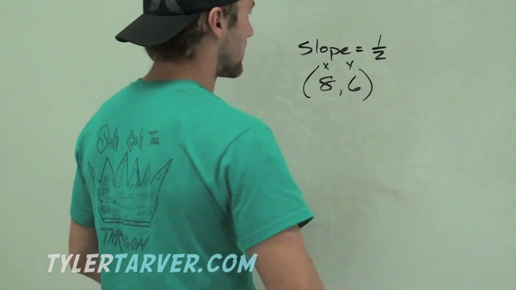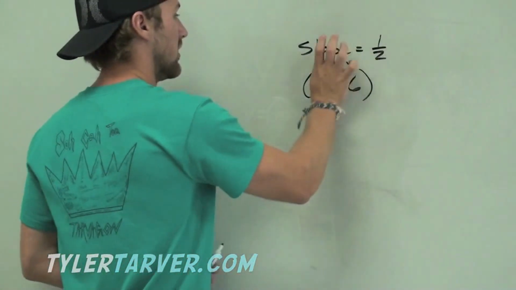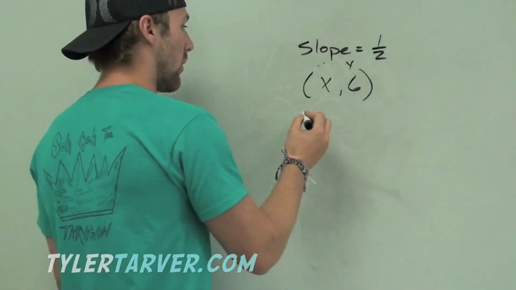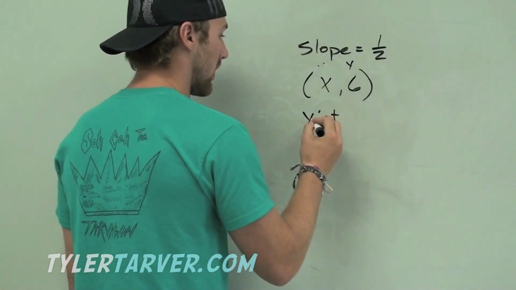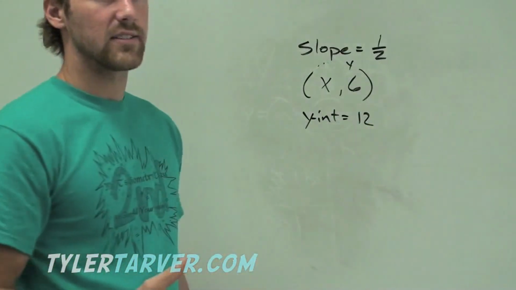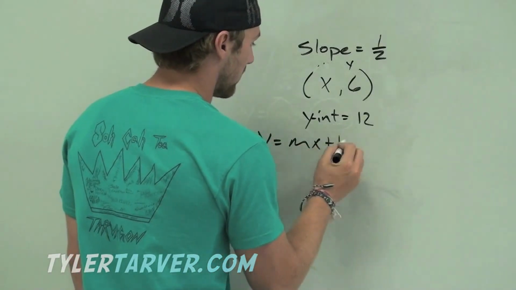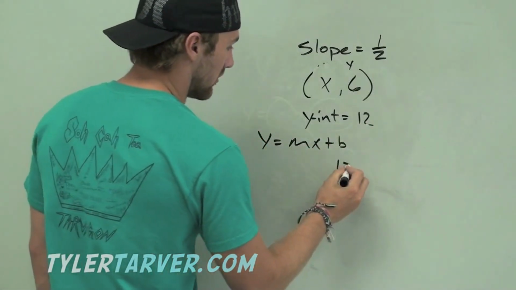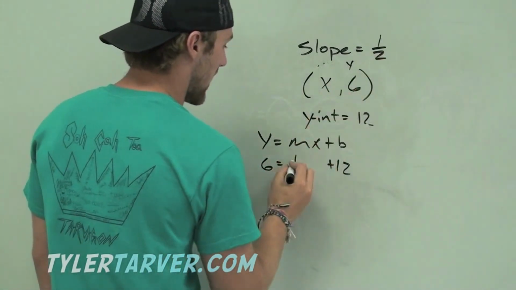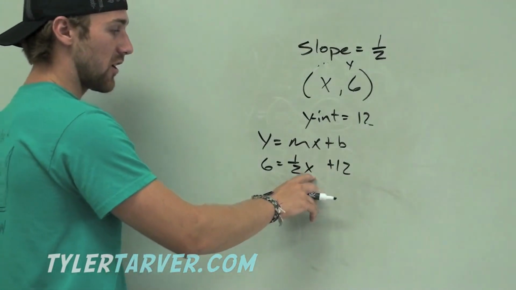Now, this works with anything else you do. Say we only had one of these. Say we didn't have X. They were like, find X, Y. You could find that as long as you had the Y-intercept. Okay, so the Y-intercept was 12. Alright? You could find it still. You just plug in what you know to find what you don't know. We know the Y-intercept is 12. We know that Y is 6. We know the slope is 1/2. And X we don't know. All you do is solve for X.